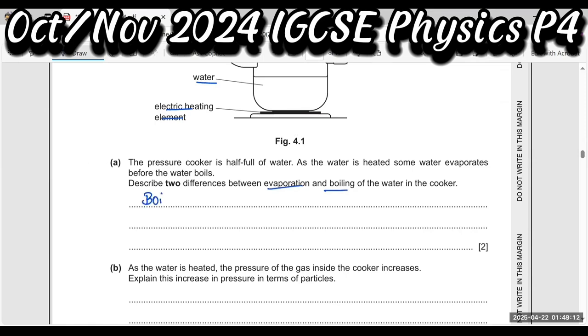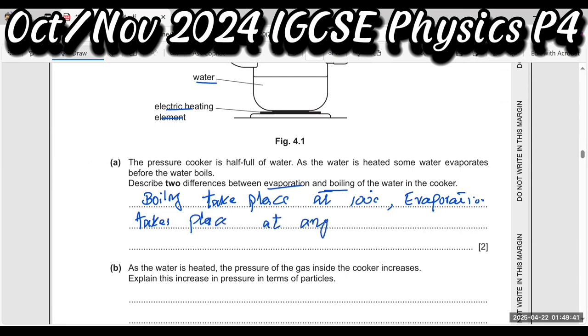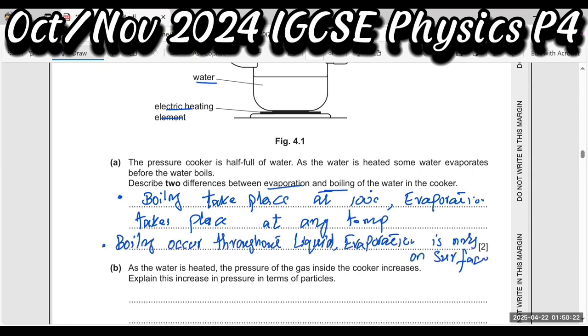Boiling takes place at a specific temperature, or you can write 100 degrees Celsius, while evaporation takes place at any temperature. Just writing it short because there is no need.